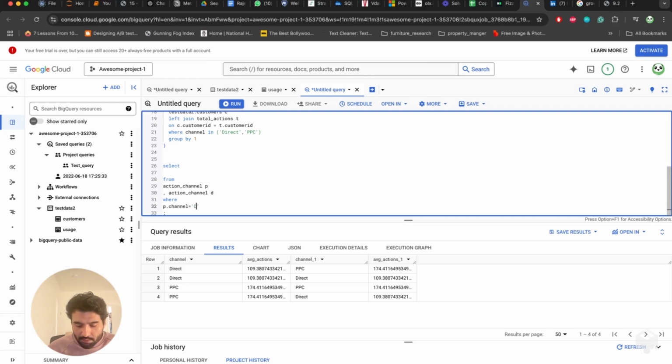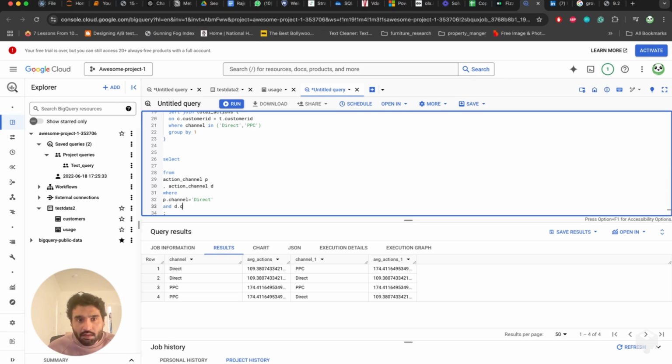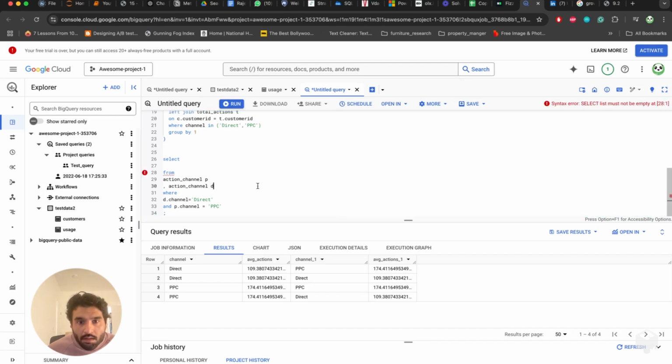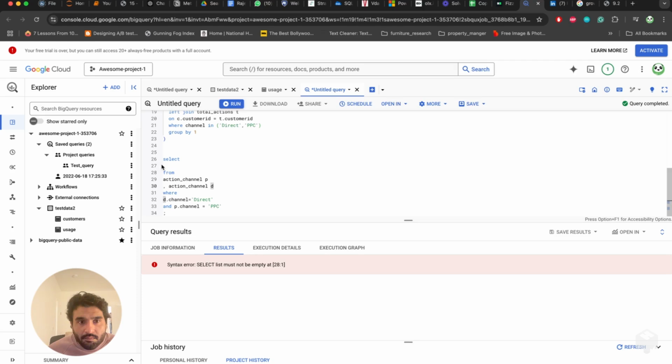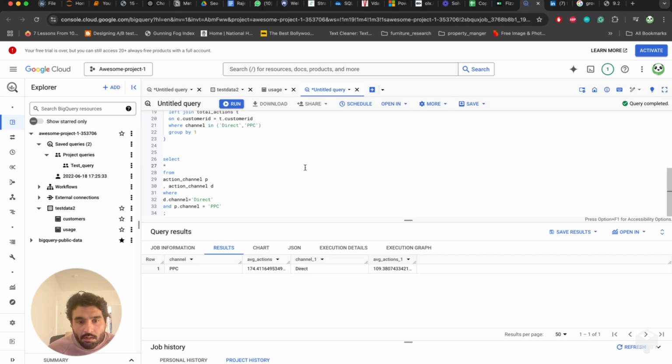channel as direct. So now there are duplicates over here, so that's what I'm trying to remove. And then we're going to also filter this channel as PPC. Actually, it's the opposite. It's D, and this is PPC. Now we're going to remove the duplicates. Oops, sorry. So now it's flattened out, and we have removed the duplicates.